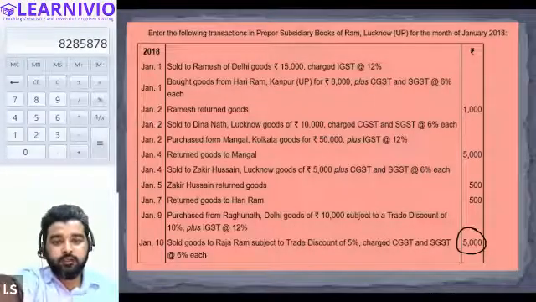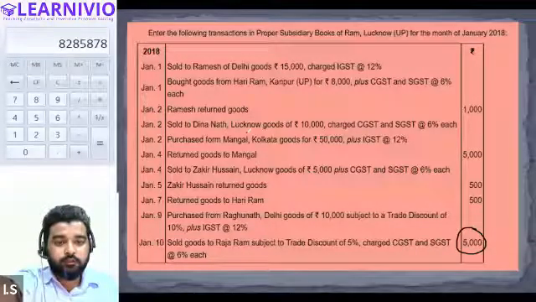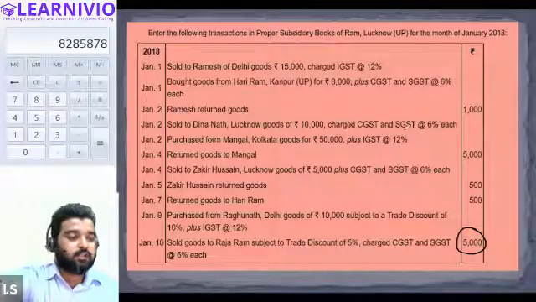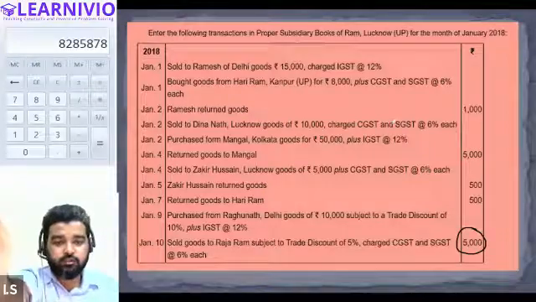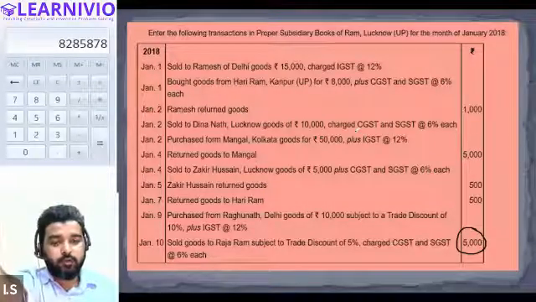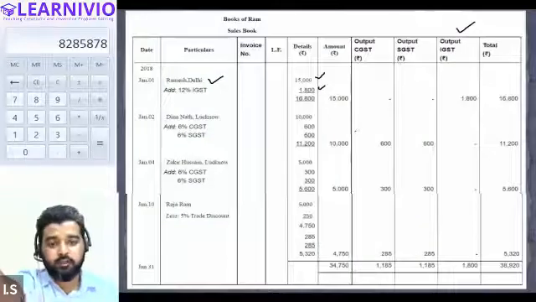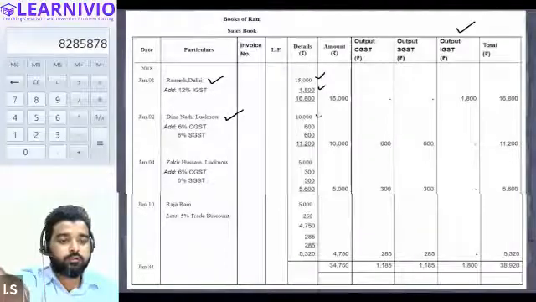After that, on January 2nd, sold to Dinanath, Lucknow, goods of rupees 10,000, charge CGST and SGST at 6% each. So we are selling goods to Dinanath, and this will be recorded in the sales book here. Goods costing 10,000 have been sold, and CGST and SGST have been charged.